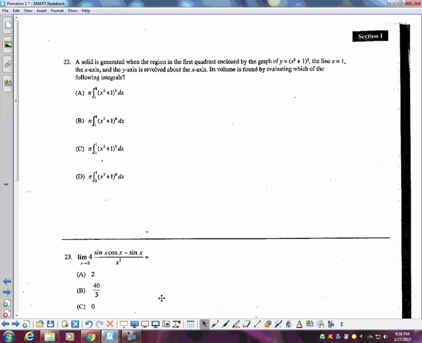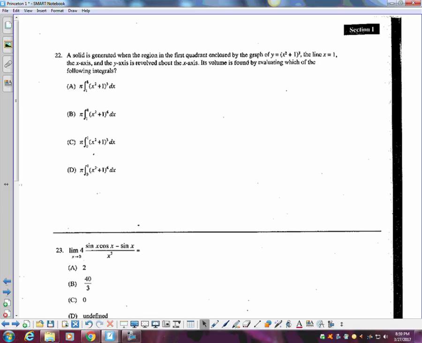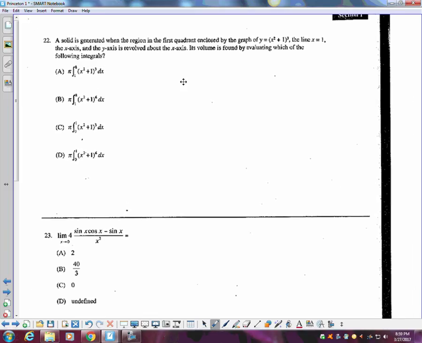This is no calculator. A solid is generated when the region in the first quadrant enclosed by that graph, I have no clue what that looks like, but x is squared, so I do know that it's all positive. The line x equals 1, the x-axis and the y-axis is revolved around the x-axis. Volume is evaluated using which of the following integrals? Okay. Let's try that again.